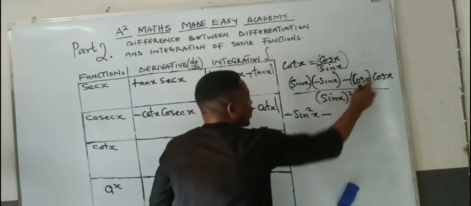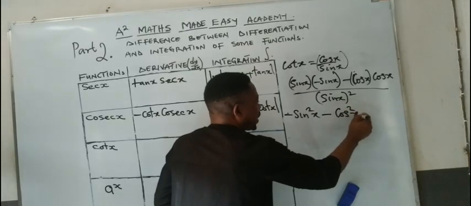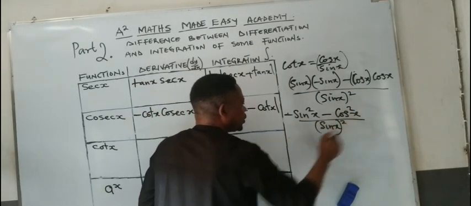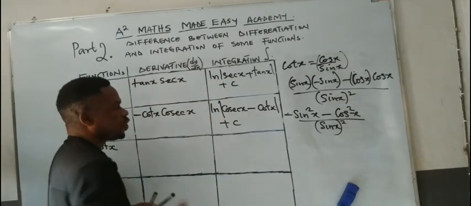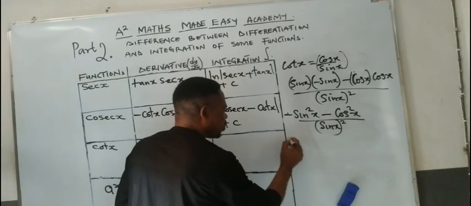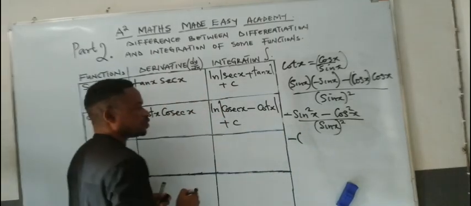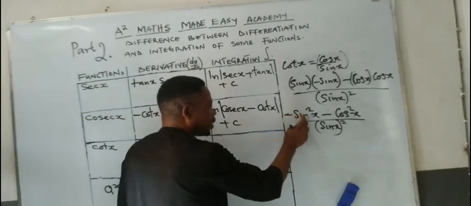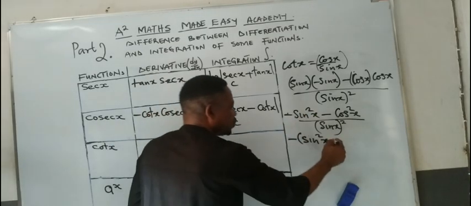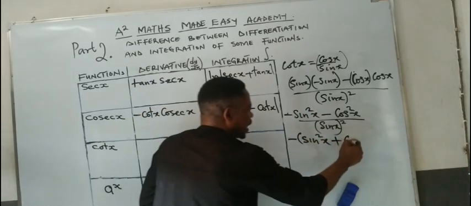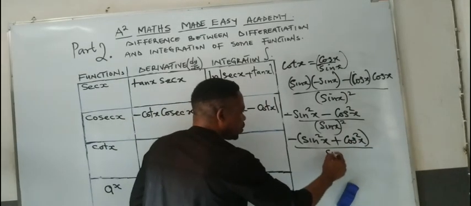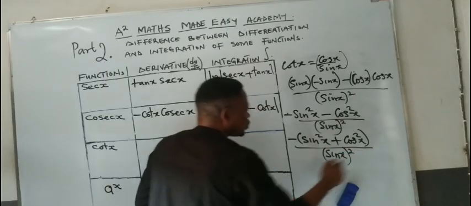Then cos x times cos x will give us cos square of x. Over. I have here sine x, then all squared. Now if you observe the denominator, you find out that something is common. And what is that thing that is common? It is minus. Then open the bracket. Then as you open the bracket, what is remaining here? Sine square x. Minus will give us plus. Then what is here is cos square x. Close the bracket all over the denominator, which is sine x all squared.